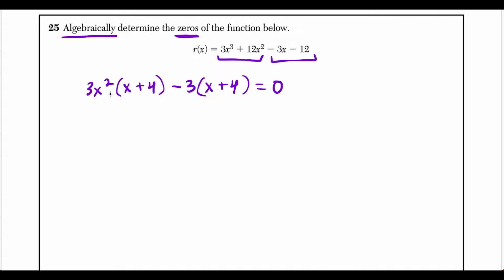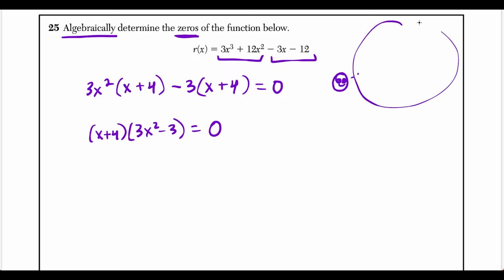So now what we're going to do next is take out the common x plus 4. And if we take out a common x plus 4 like this, we're going to be left with 3x squared minus 3 on the inside like this. And we could set this equal to 0. So now we want to determine all the zeros here. So this could be broken down even further. Now, if you could do this in your head, then great. Otherwise, just show more steps here.